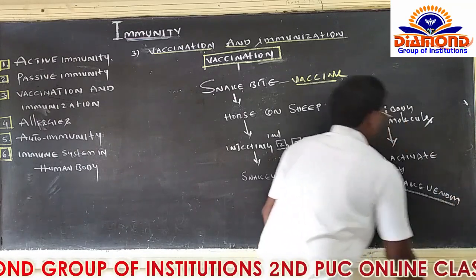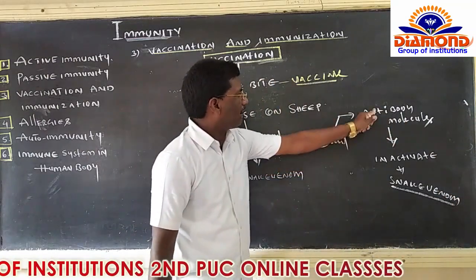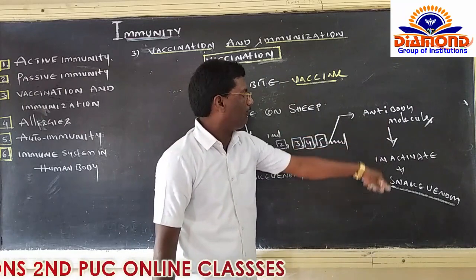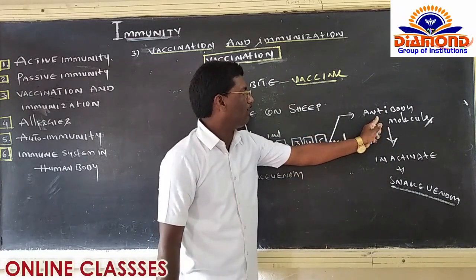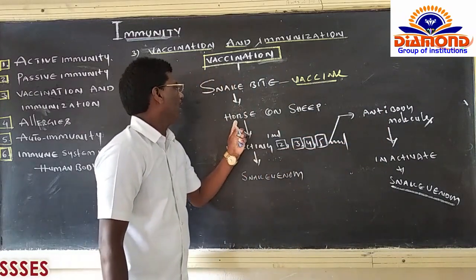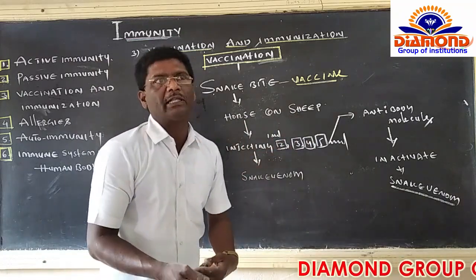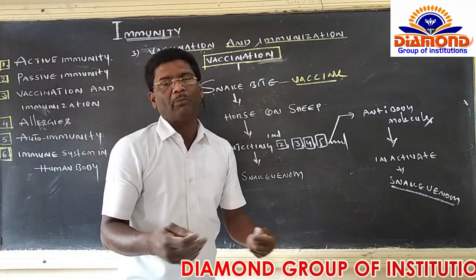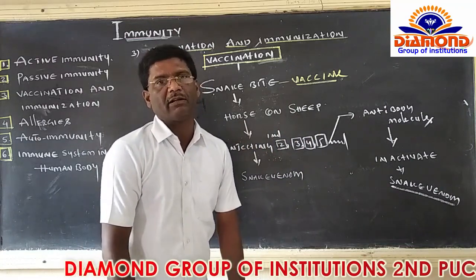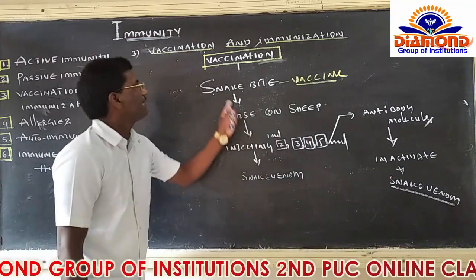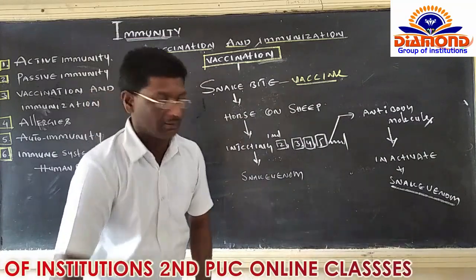Right. They collect such antibody molecules from the horse or sheep. With the help of these collected antibody molecules, they synthesize or produce the preformed antibody molecules injection. Such an injection is called a snake bite vaccine. Right.